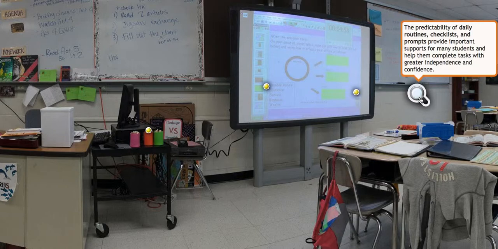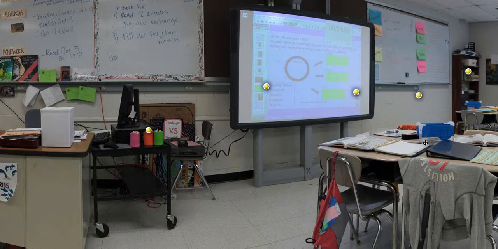The predictability of daily routines, checklists, and prompts provide important supports for many students and help them complete tasks with greater independence and confidence.